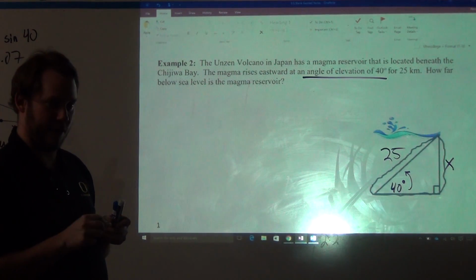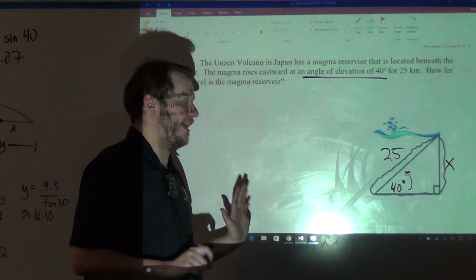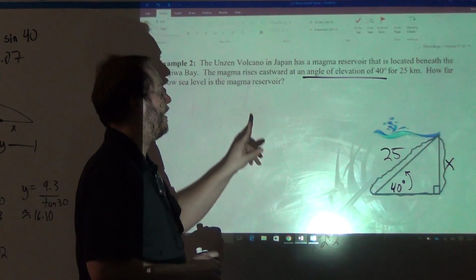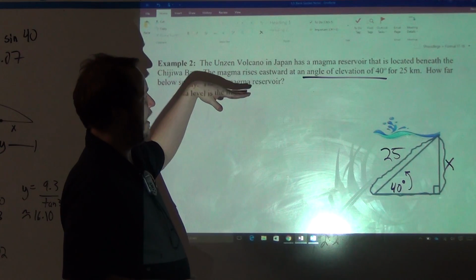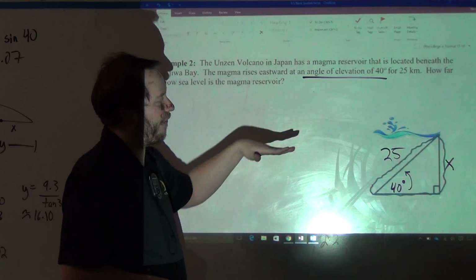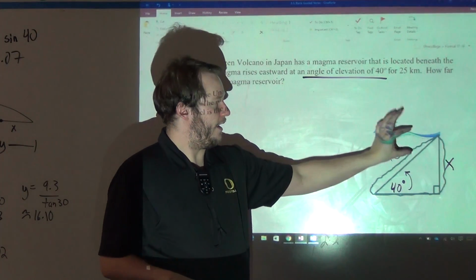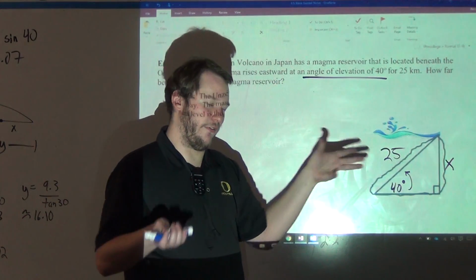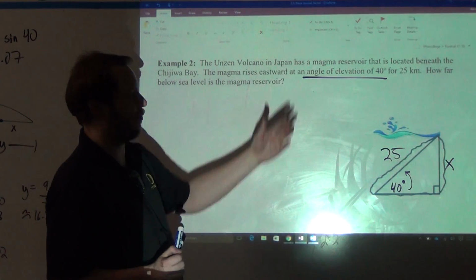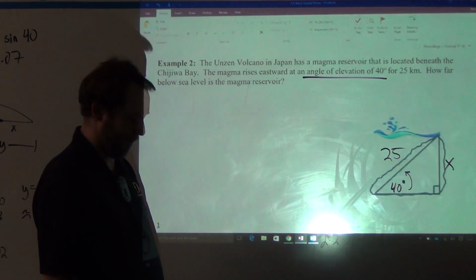Now I would like to just point out that I could give you the exact same problem. It would be said the exact same way if I said that the angle of depression from the sea level to the magma was 40 degrees. And that would give you the equivalent triangle. But we'll go with what the words are here. It says angle of elevation, so we'll do that.